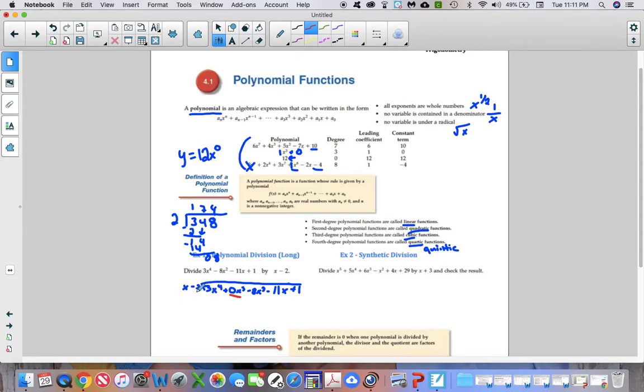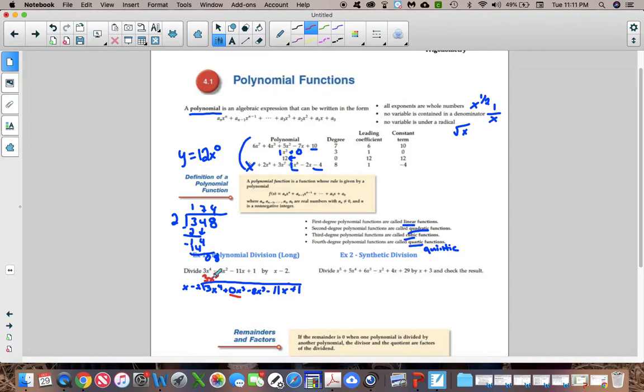Or basically, what do I need to take times x to get 3x to the 4th? So if I multiply by 3x to the 3rd power, this is a really fat marker, and I'm trying to write in a really little spot, so I'm sorry. 3x to the 3rd power times x will give me 3x to the fourth power. We kind of ignore the negative 2 for right now, okay?